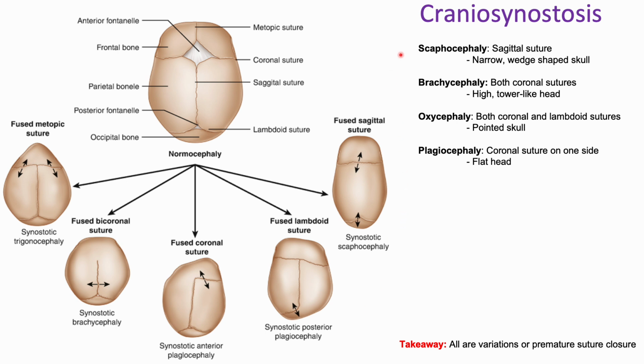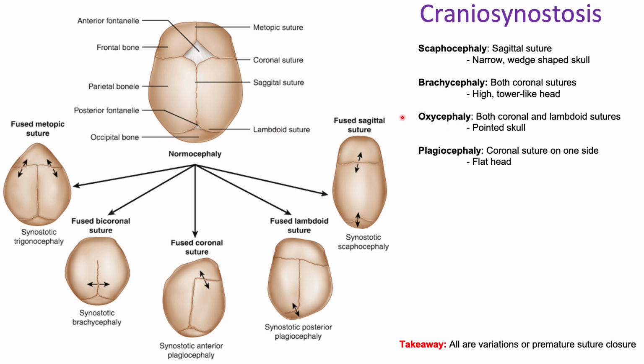The first one is scaphocephaly, and this is premature fusion of the sagittal suture, so right down the midline. So you can imagine if the sagittal suture fuses primarily, that only allows the brain to grow forward and backwards, meaning that you're going to have a narrow wedge-shaped skull for future development. Brachycephaly is when you have the coronal sutures on either side fusing, and this is going to force the skull to grow in a superior direction, which forms a high tower-like head.